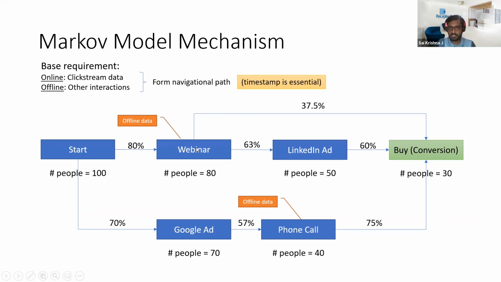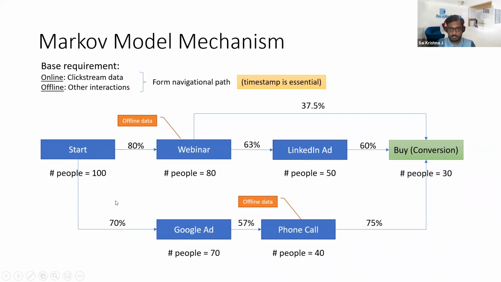This is what is called the Markov graph. Okay. You can see that the graph has certain percentage values. I'll explain what they are. Now imagine there were 100 prospective customers at the beginning. Now out of these 100 prospective customers, 80 people attended the webinar, and then 50 people clicked on the LinkedIn advertisement, and out of those 50, 30 people finally purchased the product, right?